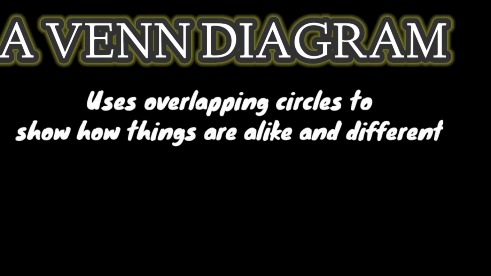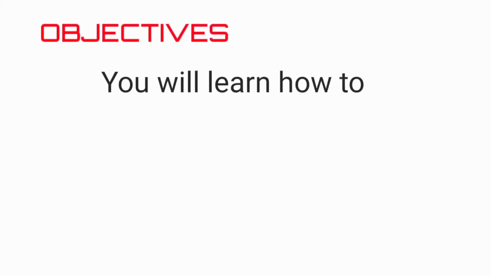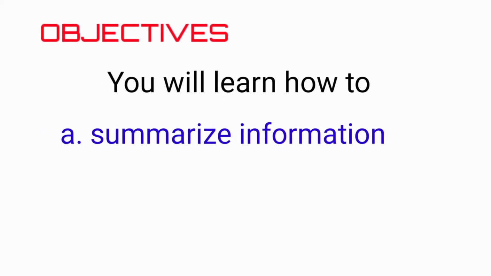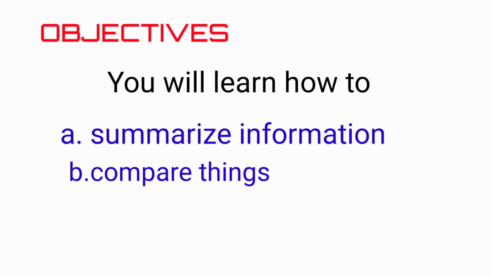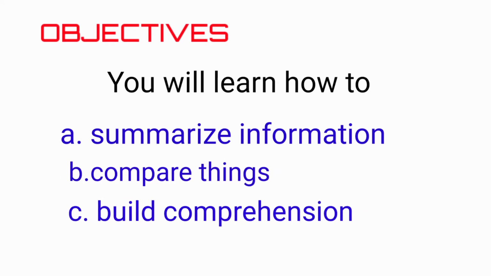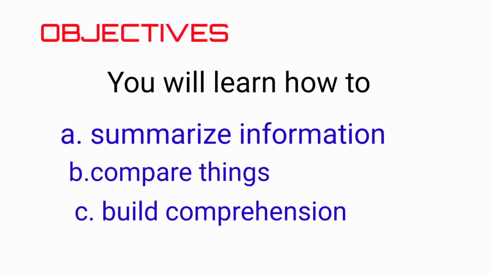Today, I will be discussing a Venn diagram. What is a Venn diagram? A Venn diagram uses overlapping circles to show how things are alike and different. For today's objectives, you will learn how to summarize information, compare things, and build comprehension.